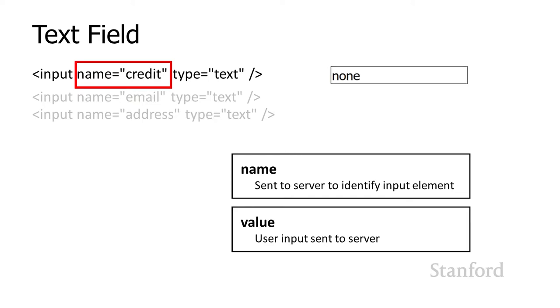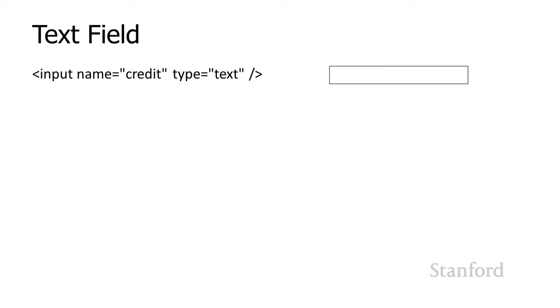In addition to the name, when the user enters information into the form and clicks on the submit button, there's going to be a value, which is whatever the user has entered into the form. And what will happen is the server will receive the name and the value as a pair. So if I enter the word none here, what will get submitted to the server is that the credit field, as determined by the name on that text field, has the value none.